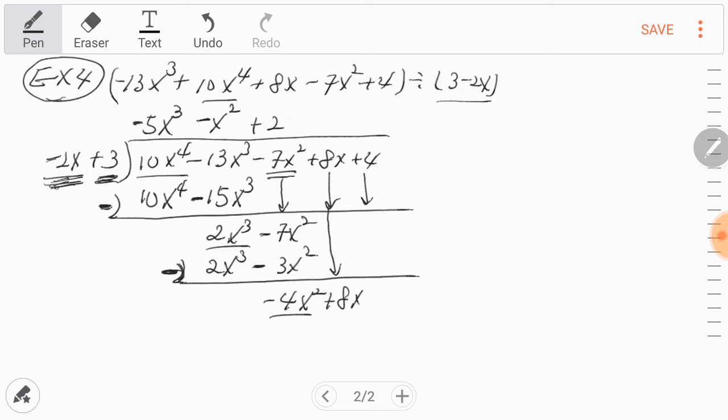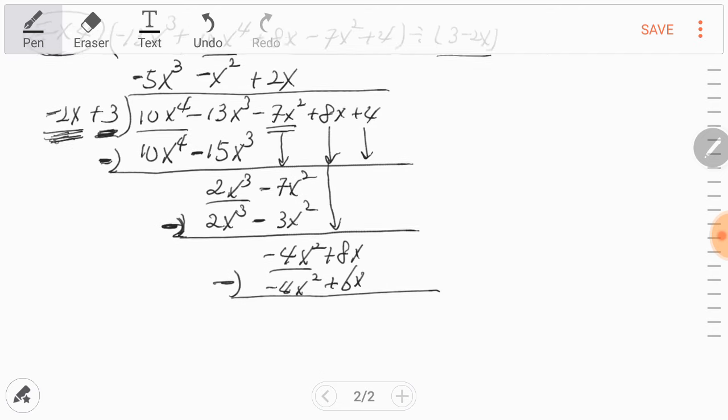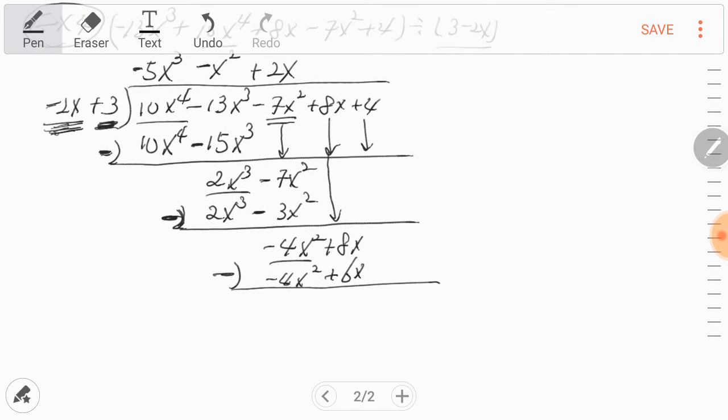So the result is negative 2 times 2 is 4, and another x. X times x is x squared. So this is negative 4x squared. Multiply 3 by 2x, so plus 6x. What do we do next? Subtract. So once we subtract, negative 4 plus 4 is 0, 8 minus 6, so 2x.